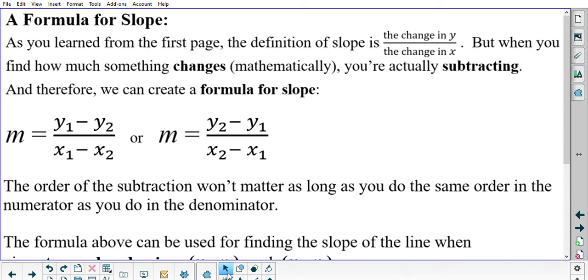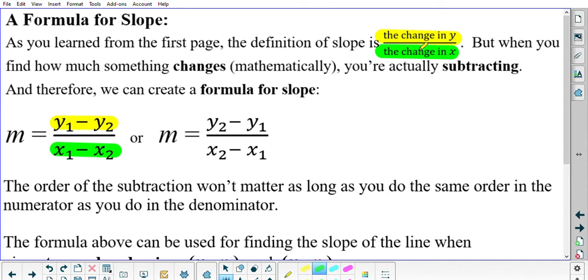And so if you take the idea of slope being the change in y, change means you're subtracting, so that's why we're going to subtract the y's. That's where this formula is coming from. And remember how the denominator is the change in x? Well, change means you're subtracting, so you're going to be subtracting the x's in your denominator. Do you see how this actually is coming straight from the definition of slope?